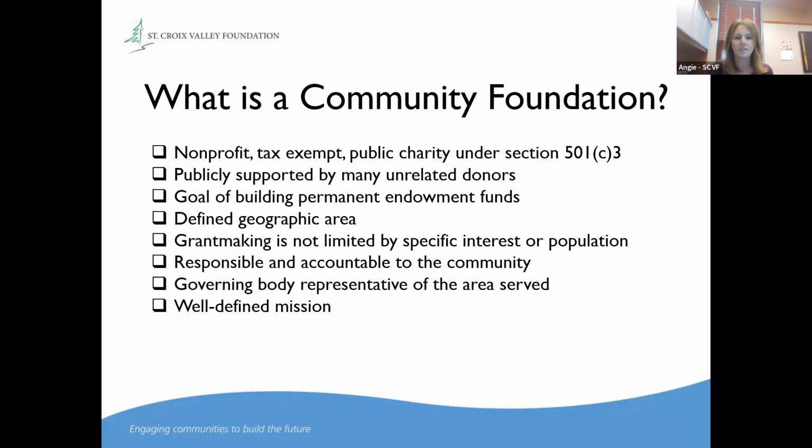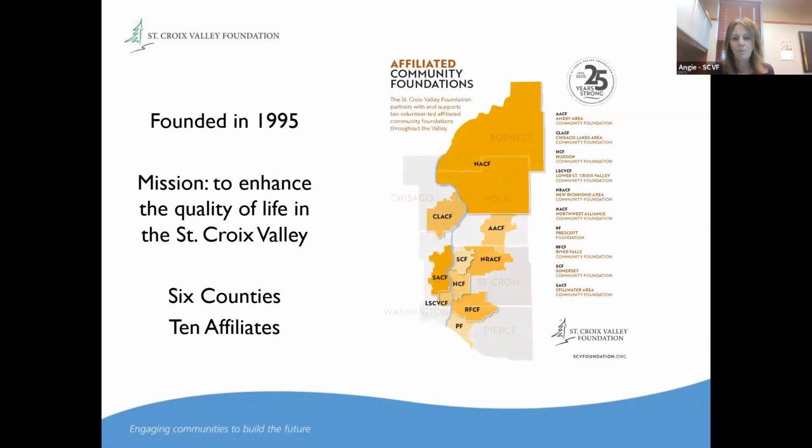So this, again, provides kind of those check boxes of what is a community foundation. We're nonprofit, 501c3. We're publicly supported by a whole bunch of unrelated donors, building endowed funds, defined geographic area. Grant making is not limited. We're very broad in how we offer and provide grants. We're responsible and accountable to this community, and a very well-defined mission. So that's, again, just a quick overview.